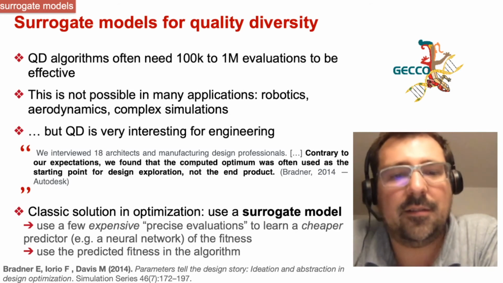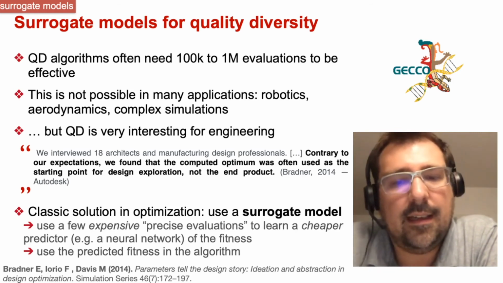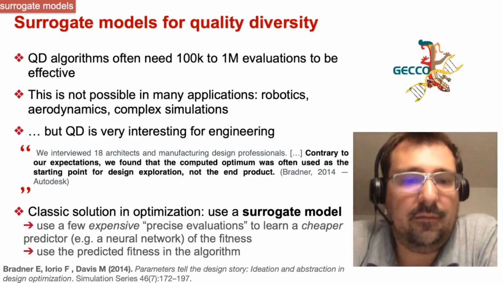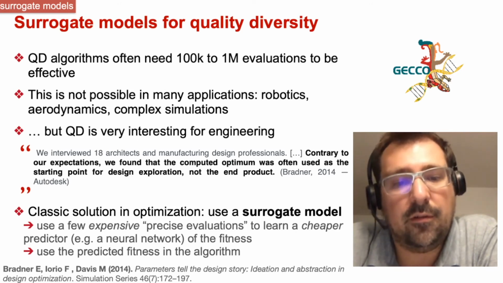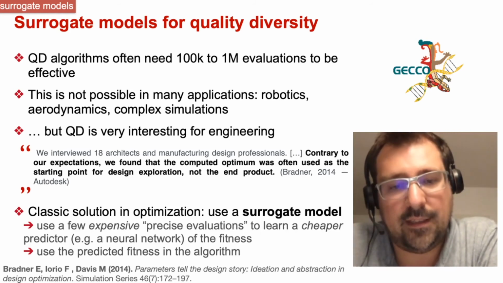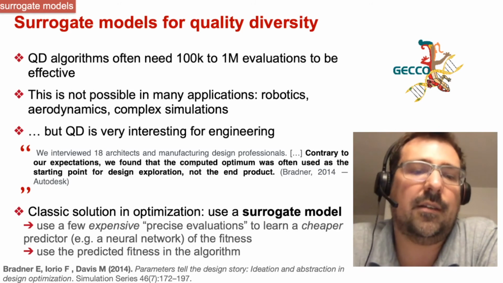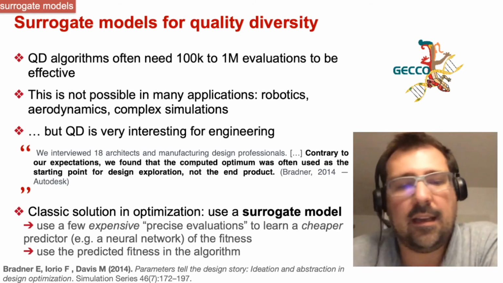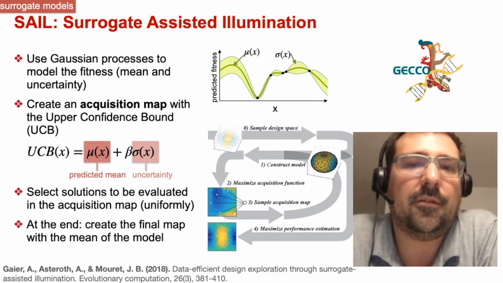So they already know they're good, but then maybe they like one design better because it's more aesthetic, for instance. So the classic solution in optimization in this situation is to use a surrogate model. The concept is that you use a few expensive precise evaluations, that means that you call your complex fitness function, to learn a cheaper predictor. So it could be a neural network, could be a Gaussian process, these kind of things. And then you use the predictor in the algorithm, and periodically you add new precise evaluations so that you improve your model, and then you get your results usually by calling your fitness function fewer times.